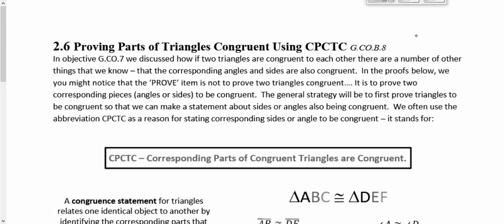So when we prove these triangles congruent, we haven't looked at every single corresponding part, right? Sides and angles, just a few of them are little shortcuts of theorems here. But once we do prove them congruent, what can you then say about all of the other corresponding parts? They're congruent, right? So once you prove the triangles congruent, we know that all the corresponding parts of the congruent triangles are congruent, right? And we have a little abbreviation for this.